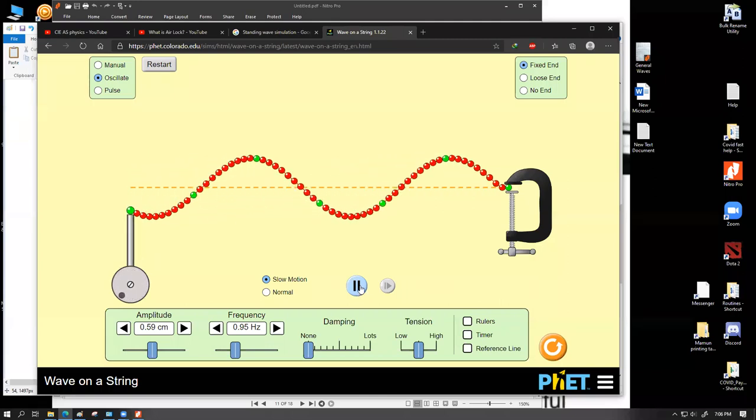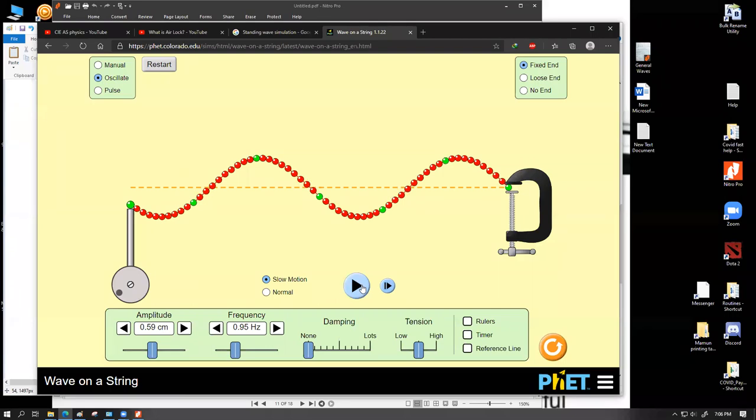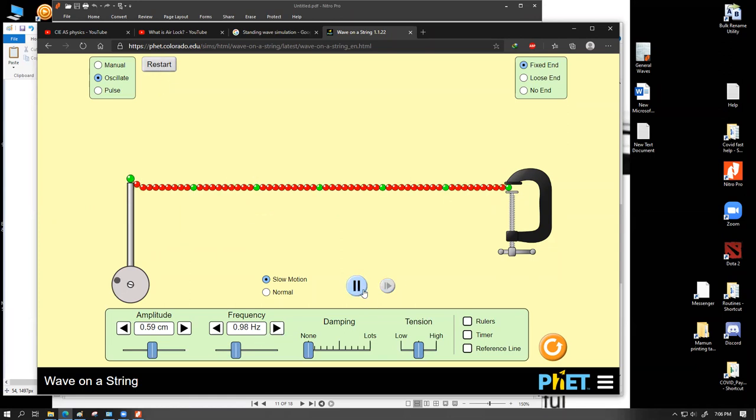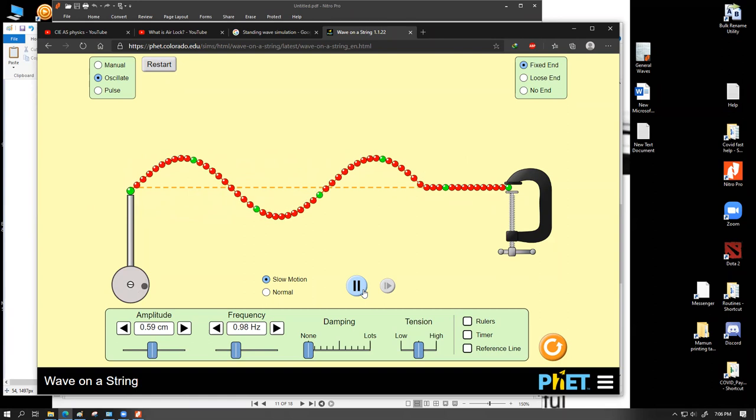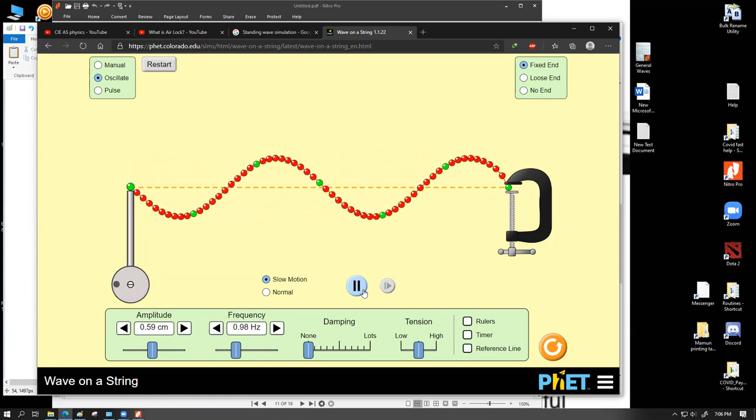I'll pause right here. Now, we need a bit more, right? Yes, a little bit more. Okay, let's restart. I have a reason to get to this value. I'll tell you in a bit why I am so set on getting that exact value.